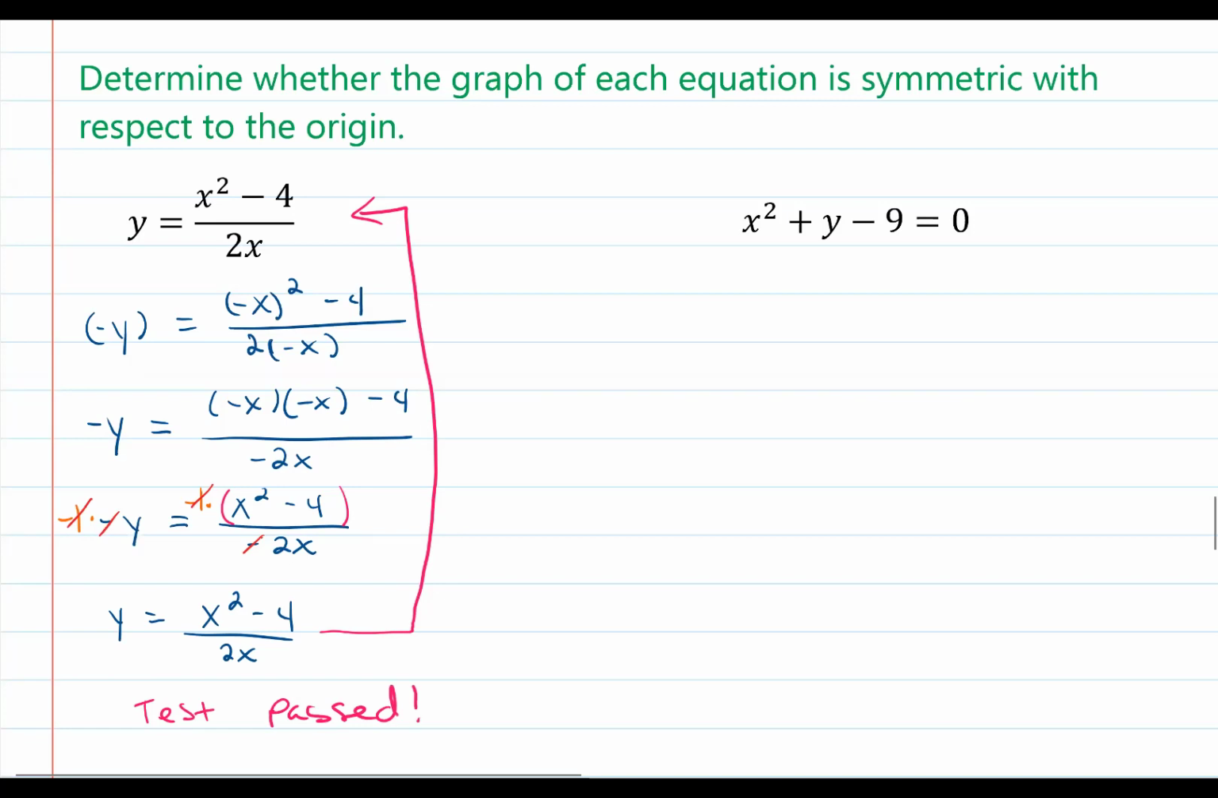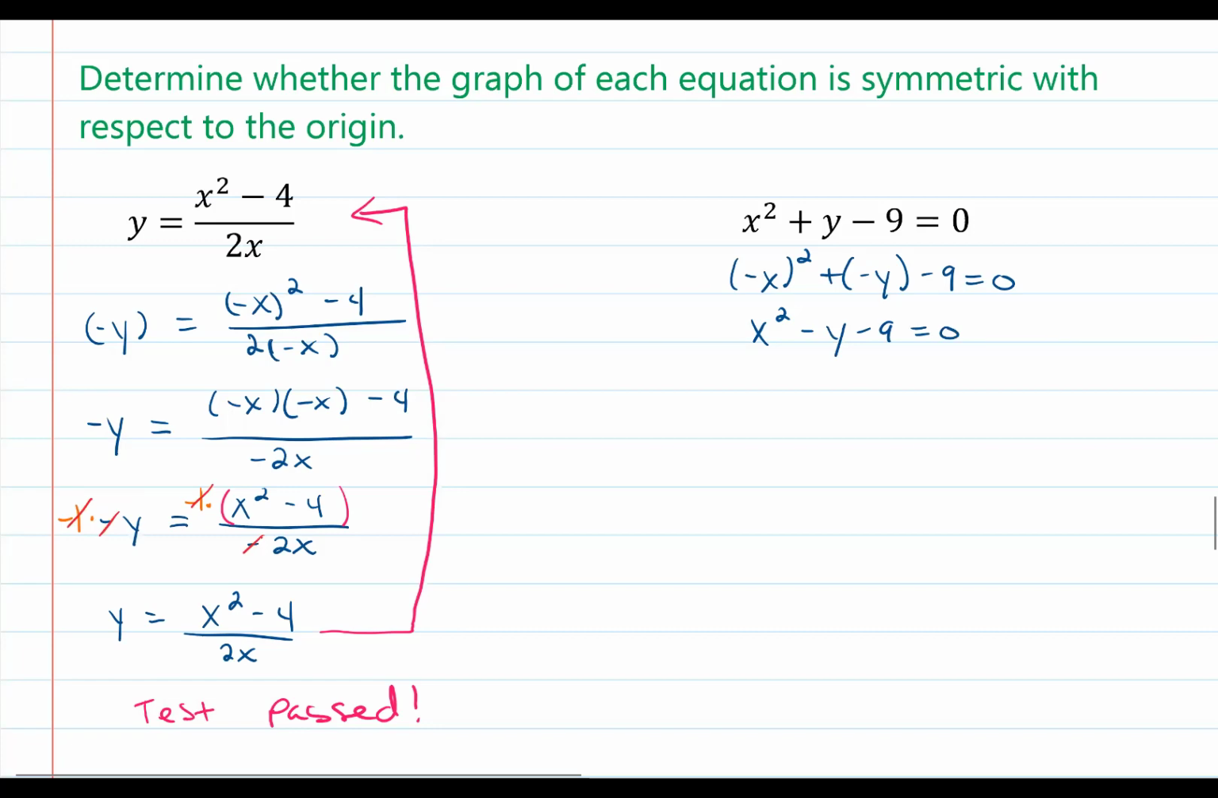What this means is the graph of this equation is symmetric with respect to the origin as a result of the test passing. So let's go to our second equation, and repeating this same process, I will have the quantity of negative x squared plus negative y minus 9 is equal to 0. Well, we just saw that negative x quantity squared is positive x squared, and there's no way to simplify the y term, so I'll just rewrite it as negative y, or minus y, minus 9 is equal to 0.